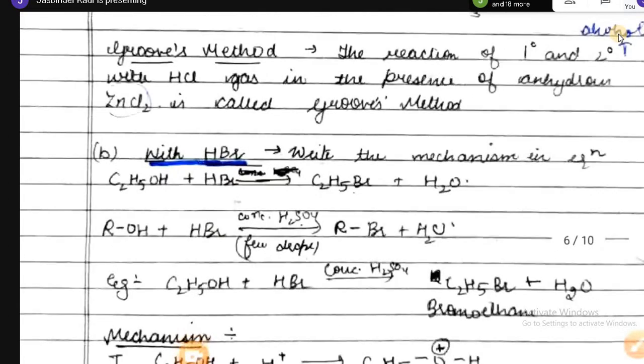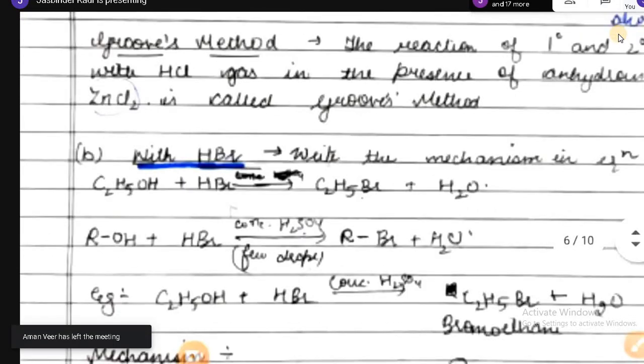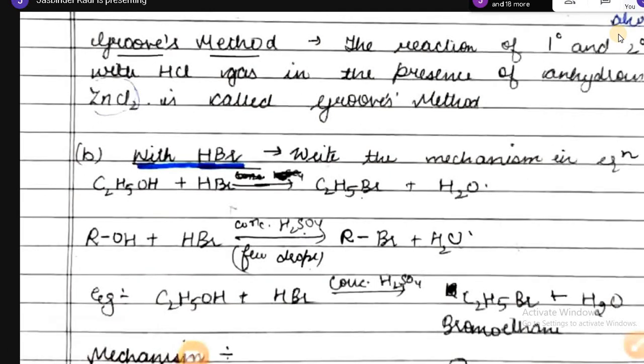When alcohols are treated with HBr, in this same way, OH is replaced with Br. But the difference is HBr is more reactive than HCl. Therefore, only a few drops of concentrated sulfuric acid are used. In the presence of a few drops of concentrated sulfuric acid, alcohols with HBr give bromoalkane and water.